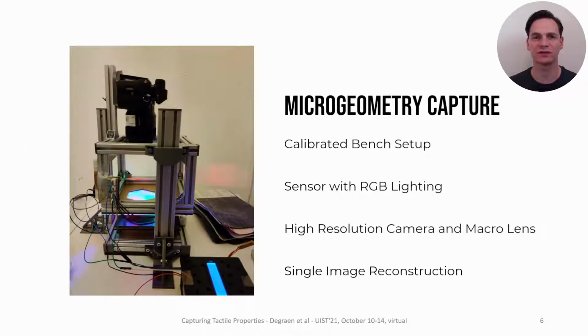To create consistent reconstructions, we build a bench setup, which is calibrated for the used sensor. By using RGB LEDs and a high-resolution camera with a macro lens, we are able to reconstruct a surface's microgeometry using a single image.